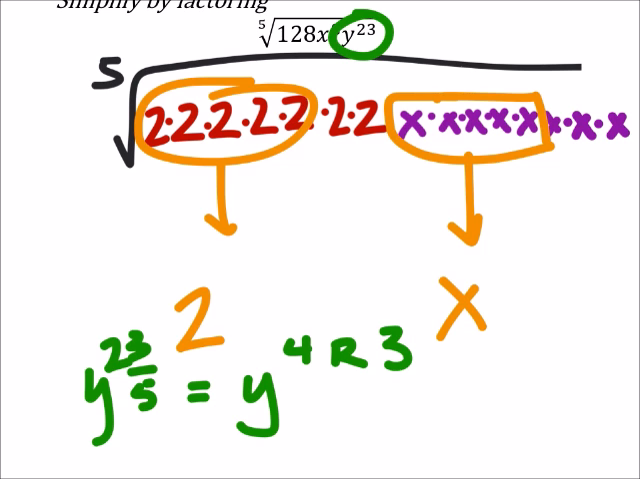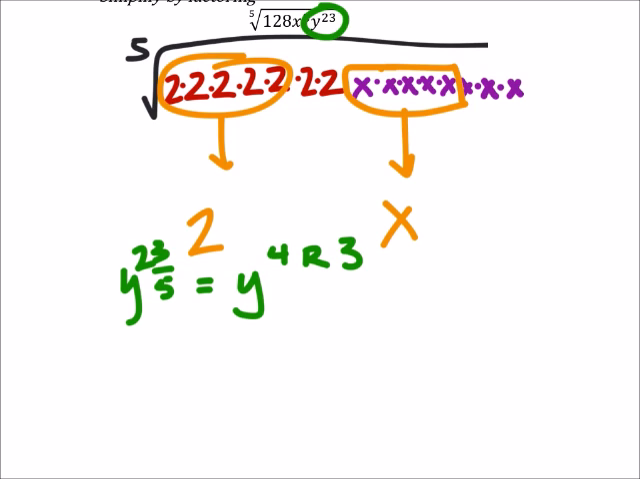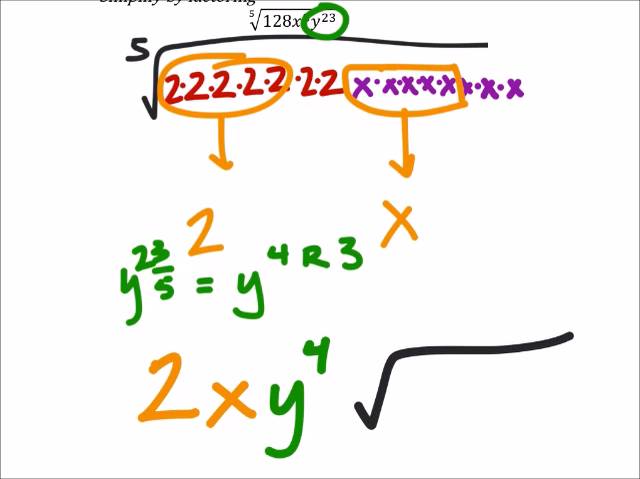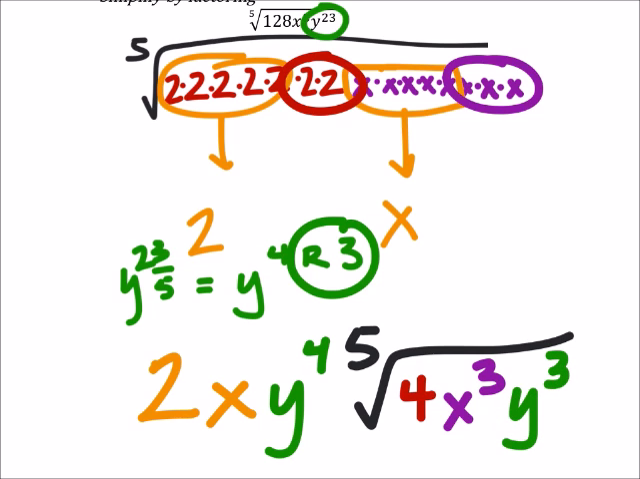So in other words, I've got the 2 and the x that I pulled out. And then I've got y to the power of 4, because I have 4 whole sets of 5 from the 23. And then I've still got a fifth root of whatever remained. I got these 2 2's, 2 times 2 is 4. I've got these 3 x's, so I've got x cubed. And then up here we showed a remainder of 3 for the y's, so that's going to be y to the power of 3 as well. This is our answer.